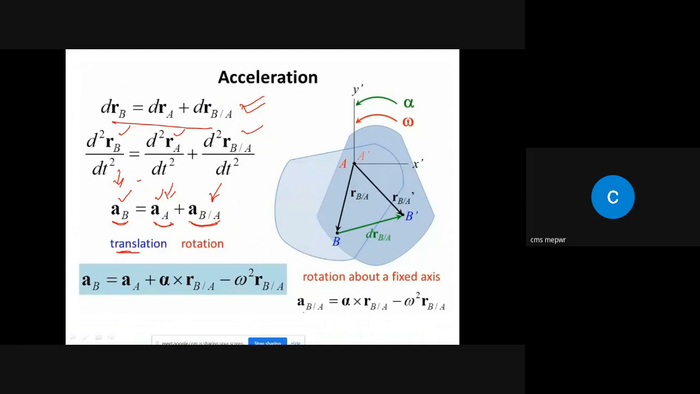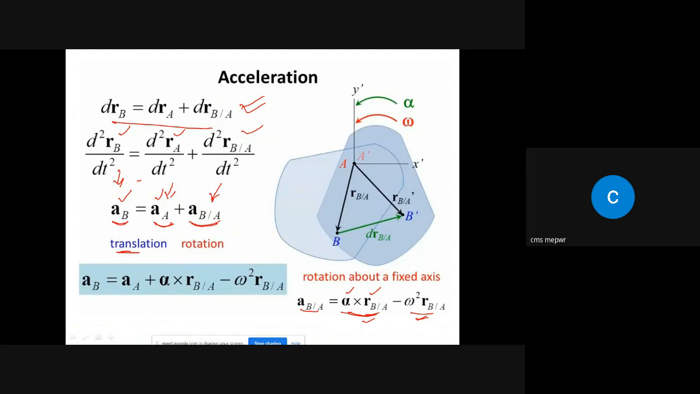So this is basically A_B/A equal to alpha cross r_B/A. Alpha is the angular acceleration, this is the position vector, and minus omega squared r_B/A. So this one is showing the tangential component, and this one is showing the normal (radial) component of acceleration. If you go through the previous lecture, you will remember that we have discussed this equation over there.